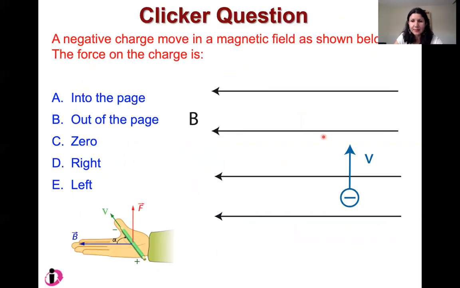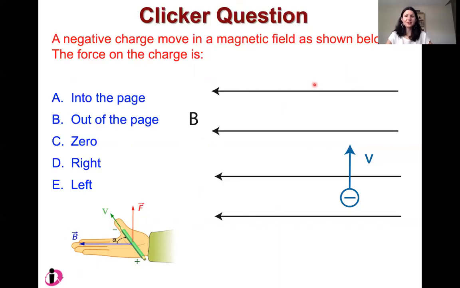All right, let's practice a little bit, mostly the right-hand rule. Now we have a negative charge. Be careful, remember what I just told you. We have a negative charge which is moving in a magnetic field, as shown here. The magnetic field is pointing to the left. What is the direction of the force on the charge? Here's a little cheat sheet for you, the right-hand rule. Think about this, practice your right-hand rule.